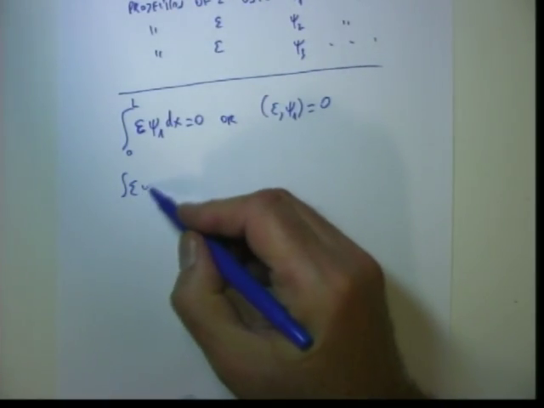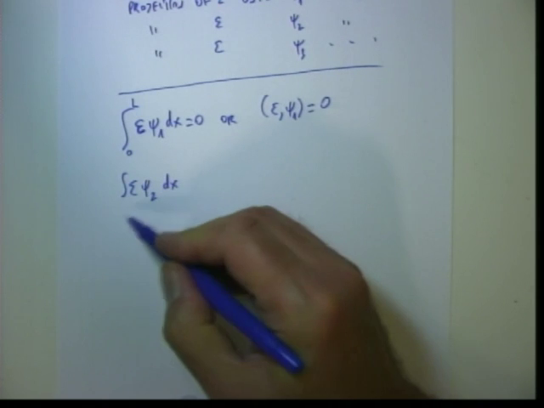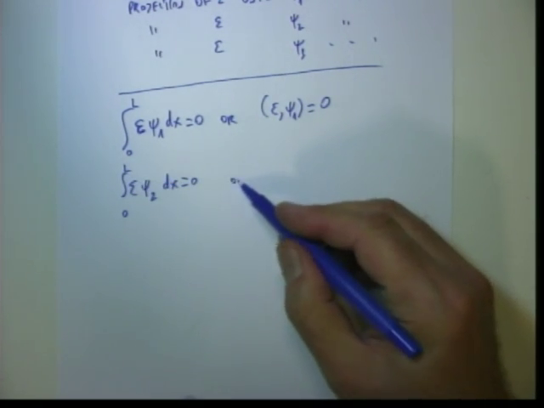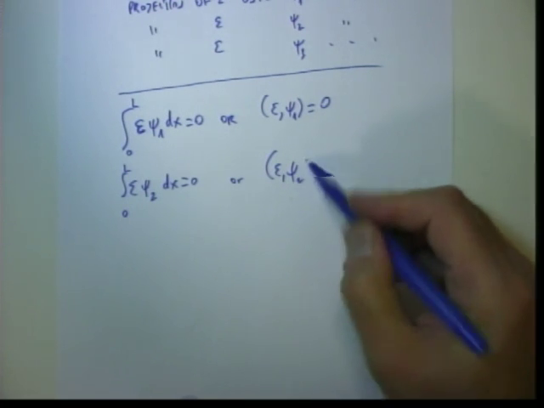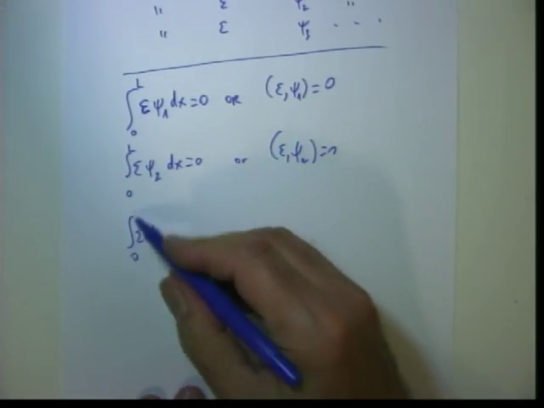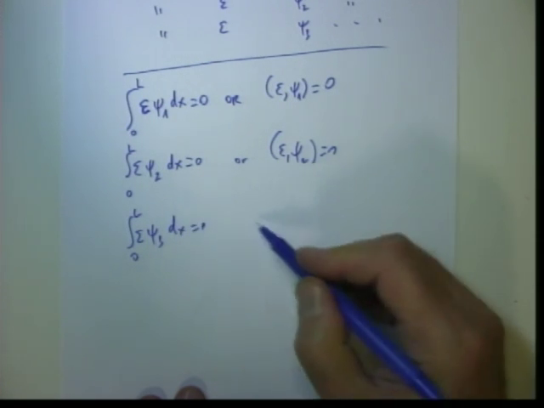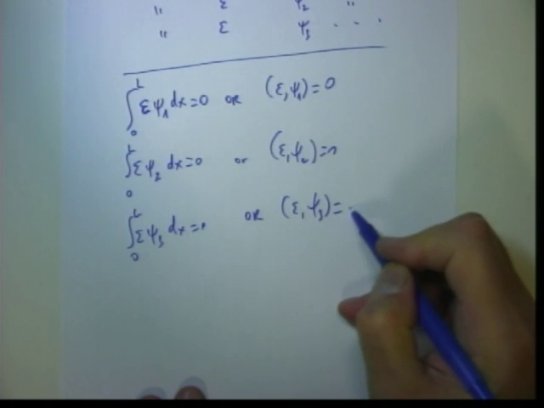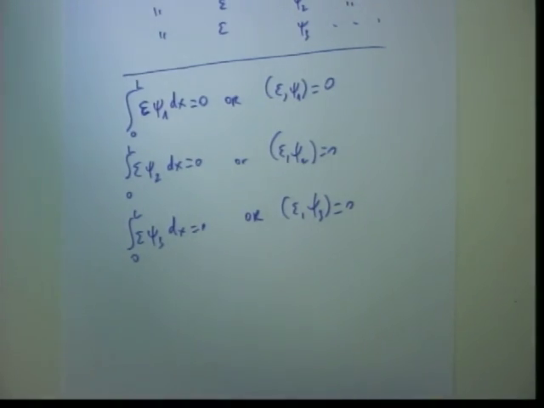Then epsilon psi2 dx must be 0, or epsilon psi2 must be 0. Then the integral of epsilon psi3 from 0 to L dx must be 0, or epsilon psi3 must be 0. It's a very beautiful idea. I mean, an unbelievable idea.